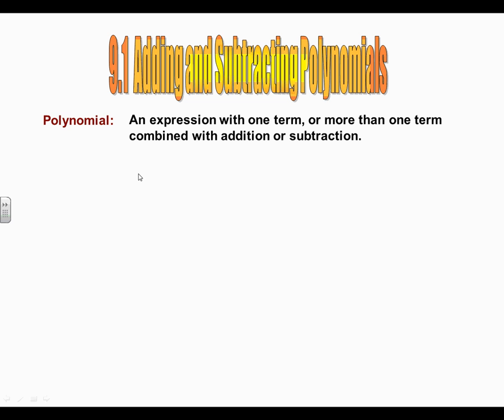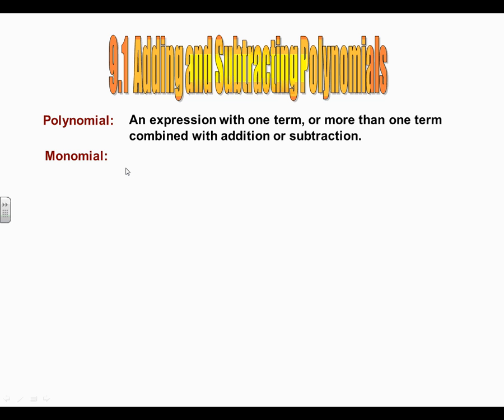Today we're going to learn the lesson for 9.1, adding and subtracting polynomials. First we have to define the term polynomial, and it's an expression with one term or more than one term combined with either an addition or subtraction sign. Now a polynomial can be split into smaller subgroups, the first one being monomial.